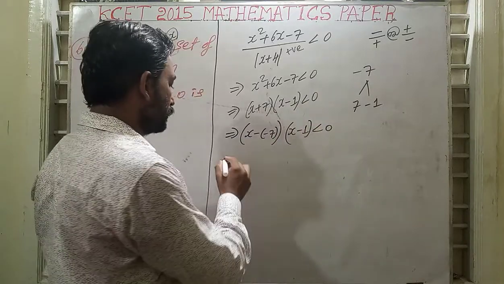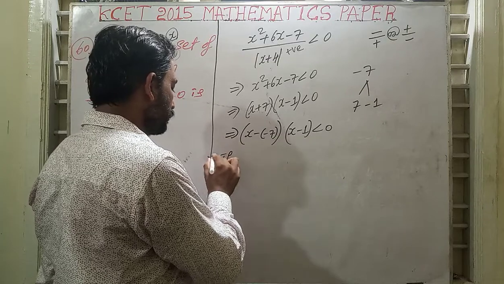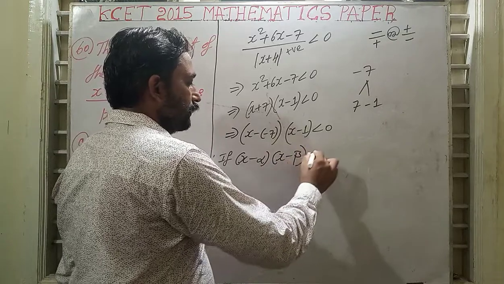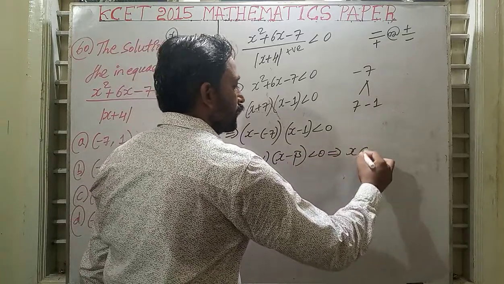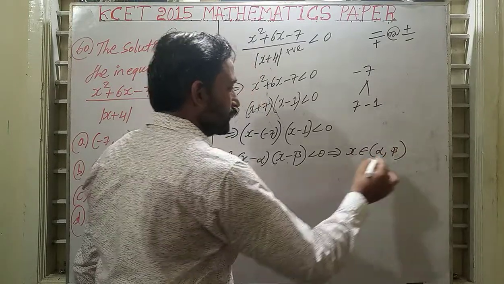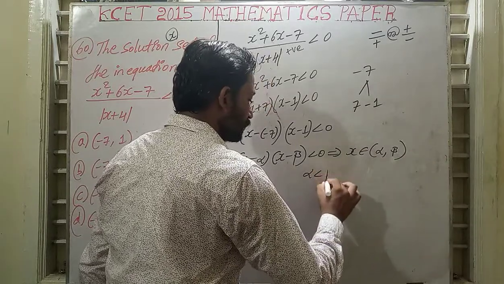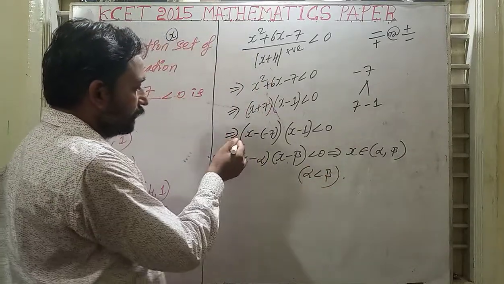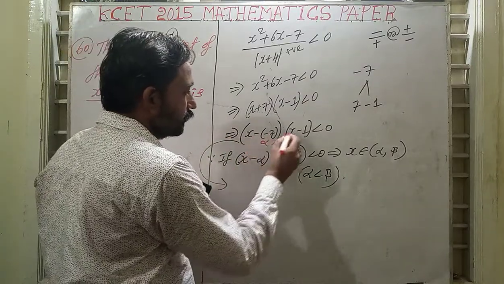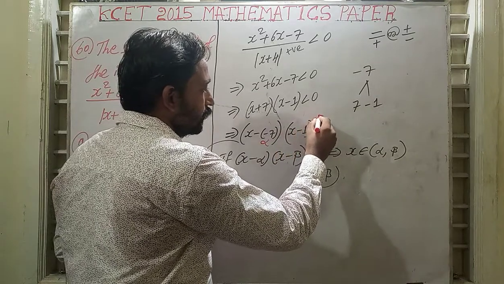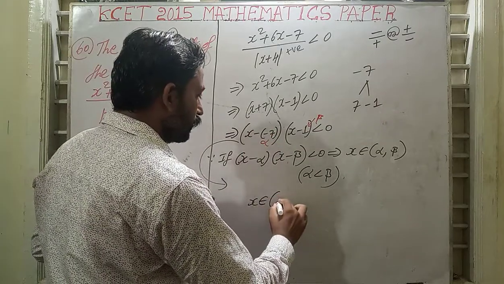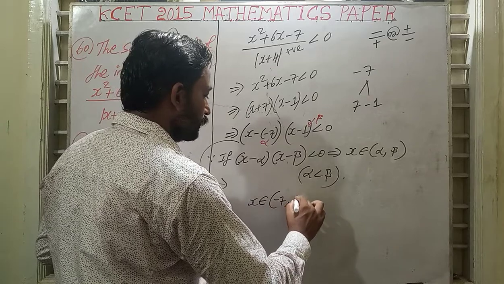Using the formula, we know that if x minus alpha into x minus beta is less than 0, this implies x belongs to the open interval alpha comma beta, where alpha is less than beta. In the same way, this value is alpha and this value is beta. So the solution of this inequation is x belongs to the open interval minus 7 to plus 1.